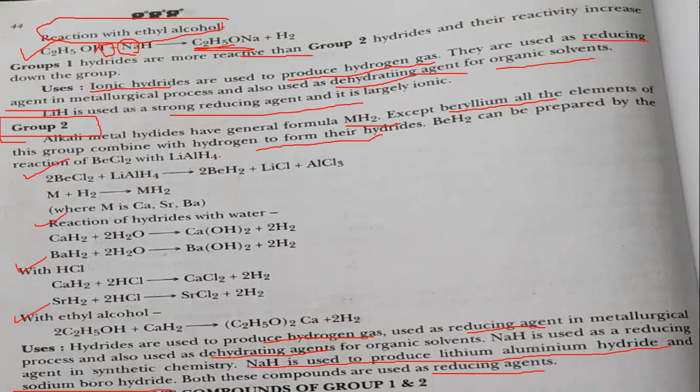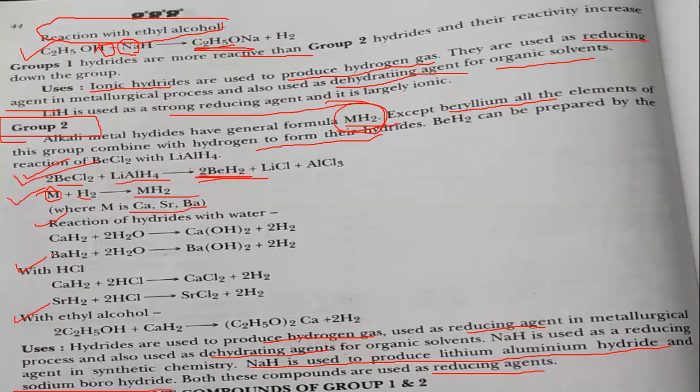Now we'll see the group second hydrides. Alkaline earth metal hydrides have the general formula MH2. Except beryllium, all elements of this group combine with hydrogen to form hydrides. But to form the hydride of beryllium, we need to carry out this process: beryllium chloride reacts with lithium aluminum hydride, and that forms beryllium hydride. So this is the exception in forming the hydride of beryllium. The remaining elements directly react with hydrogen gas and form their respective hydrides. See here, these are the metals, they react with hydrogen and form metal hydride.